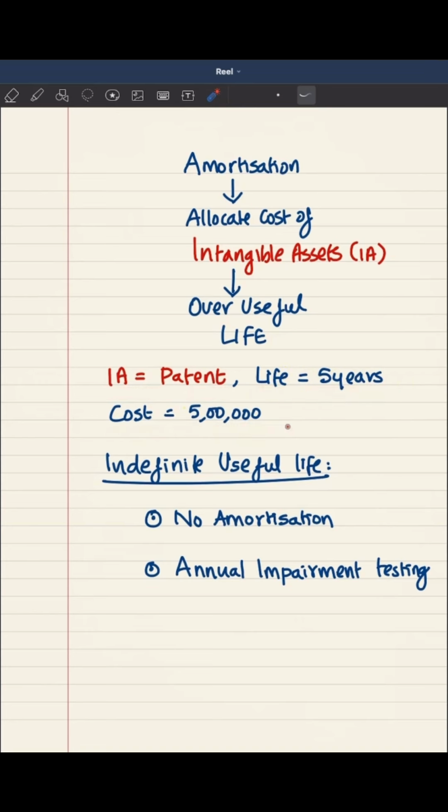But in case of certain intangible assets, there will not be any definite useful life. Say for example, goodwill and all. In those cases, we will not have amortization. What will happen there is annual impairment testing. Every year impairment testing will be done, and accordingly impairment loss will be provided.